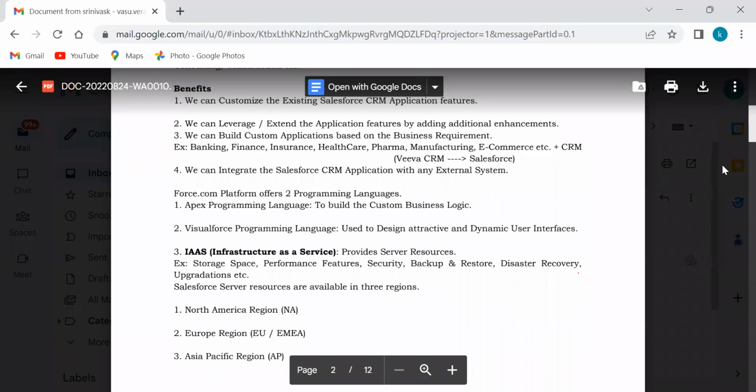Next, second is platform as a service. As part of platform as a service, what is Salesforce providing? Salesforce is providing the Force.com platform. That Force.com platform contains two programming languages. One is Apex and the other is Visualforce, which are used to build custom applications. And third one is infrastructure as a service, which includes server resources. Okay, so these are the three cloud services which we have.